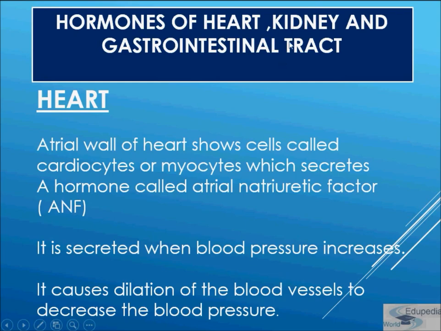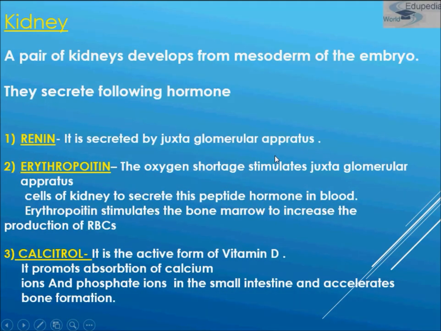Okay, now we'll study about the kidney. Kidney, we just studied that we have a pair of kidneys which develop from mesoderm of the embryo. I have already taught you that embryo has three germinal layers, and which are those? Ectoderm, mesoderm and endoderm. Okay, so from the embryonic germinal layer, that is mesoderm, kidneys develop. They secrete following hormones, and which are those? Renin, erythropoietin and calcitriol.